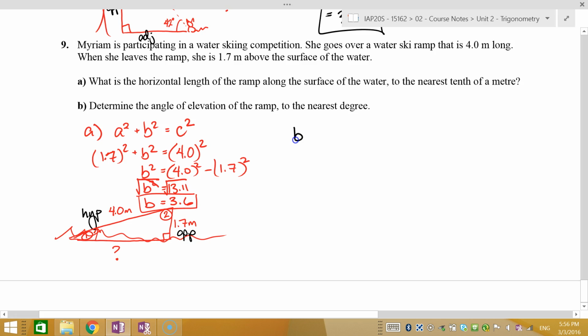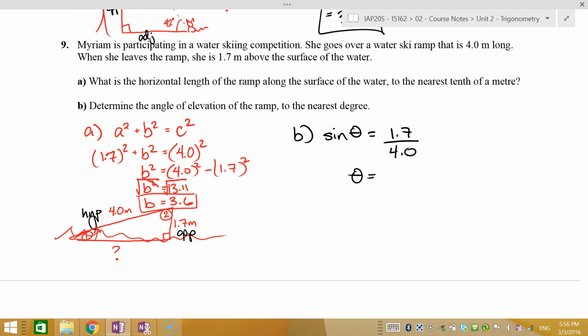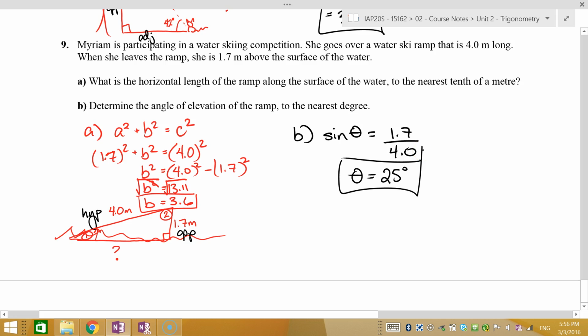And so for part B, I'm actually going to use the sine function because I'm solving for an angle given two sides. The sine of my angle equals 1.7 divided by 4.0. If I use sine inverse to calculate this, I'm going to go sine inverse, or second function sine on my calculator, and then 1.7 divided by 4. And I should get 25 degrees. And that's your answer. And you are done your practice test.